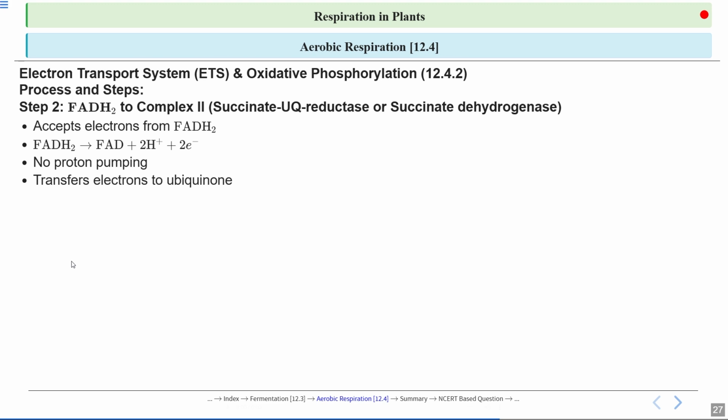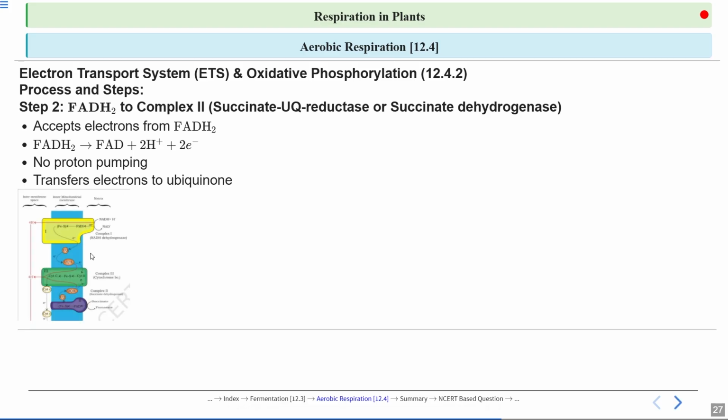And after accepting the electrons, complex 2 will transfer these electrons to ubiquinone. Now ubiquinone is a mobile electron carrier which will carry the electrons further down the chain to the next complex. So here you can see that complex 2 accepts electrons from FADH2. It does not contribute to proton pumping, and it transfers the electrons to ubiquinone. That is, it further reduces ubiquinone.